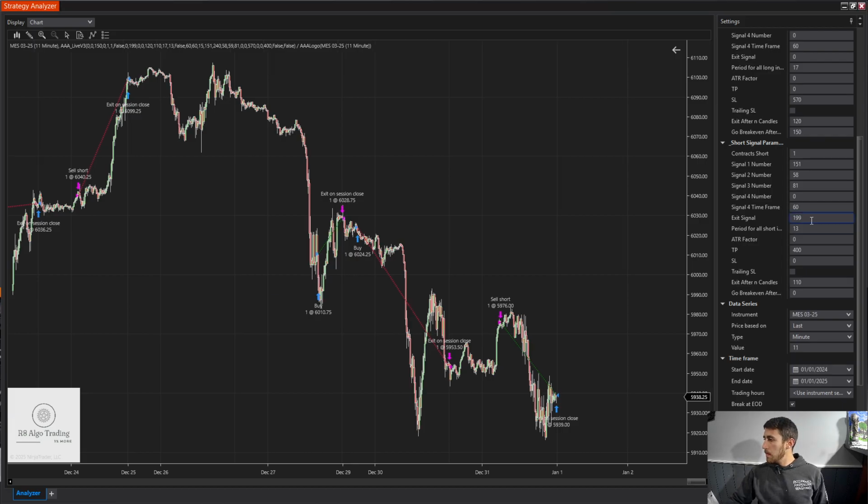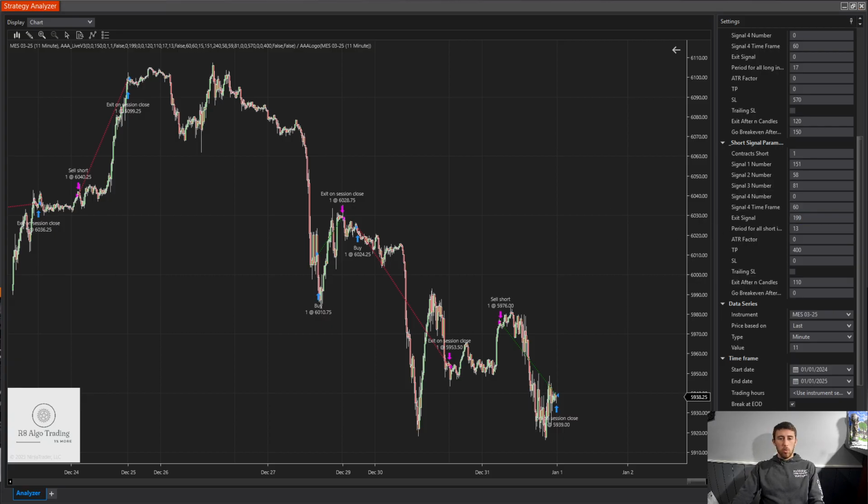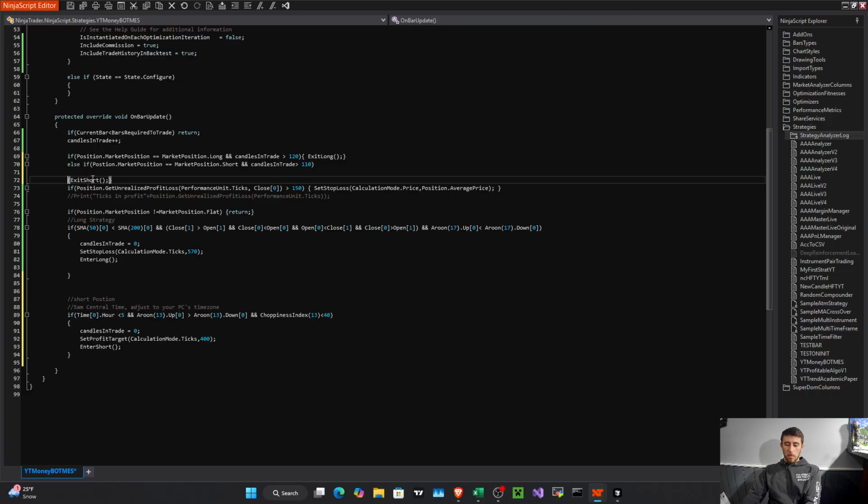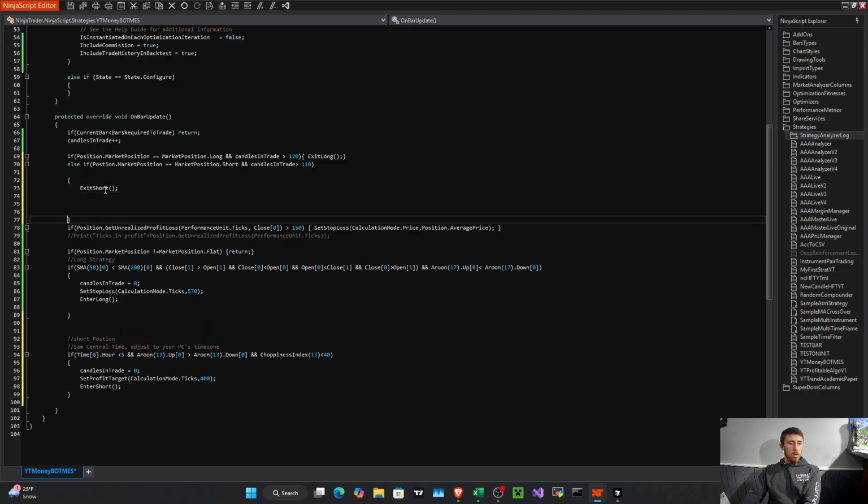Now, from here, you can also see we have an exit signal. So that's the exact same as our entry signals, but only for the short side. And it's to exit instead of entering. So our exit signal is 199. So up here, let's make this a little neater. Right, so in our exit short is if we're in a short position and candles in trade, we're actually going to take this and create a new if statement.